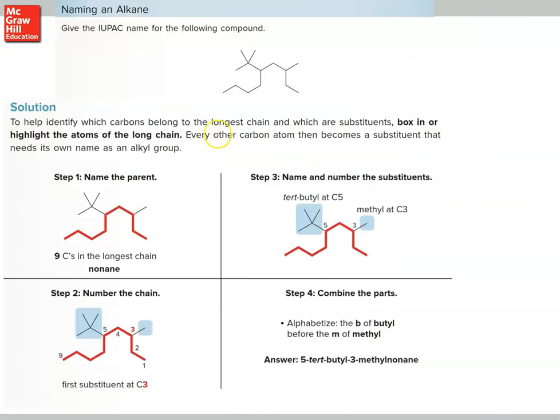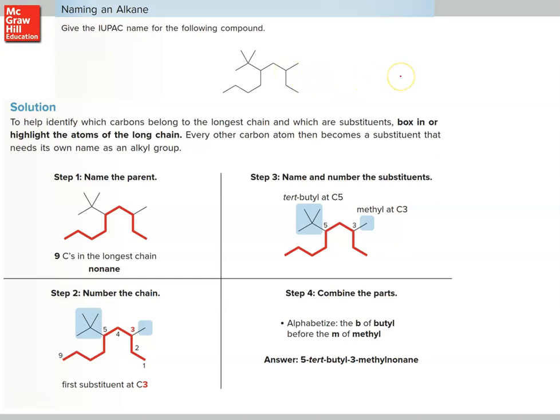So just an example of one of these special cases, here is one that's given to you in the book. We look for the long chain, and we could go 1, 2, 3, 4, 5, 6, 7, 1, 2, 3, 4, 5, 6, 7, 1, 2, 3, 4, 5, 6, 7, 8, 9. So 9 is the long chain. And then we are going to number it based on when we hit the first substituent group. So it looks like from right to left, we hit 1, 2, 3. We hit that in the 3rd position.